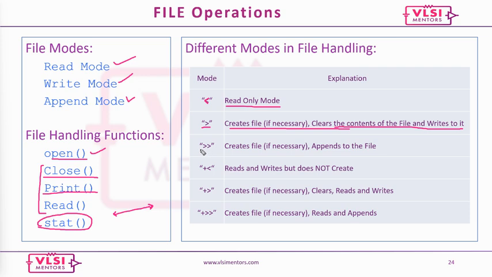Now the next one is append, the double greater than symbol. If the file exists, anything that you are trying to print will be appended. If the file does not exist, then it creates one. Here it is reads and writes, and this one is reads and writes and so on. Pretty much, if you ask me, I use these three things only. These three are the main things that I normally use.